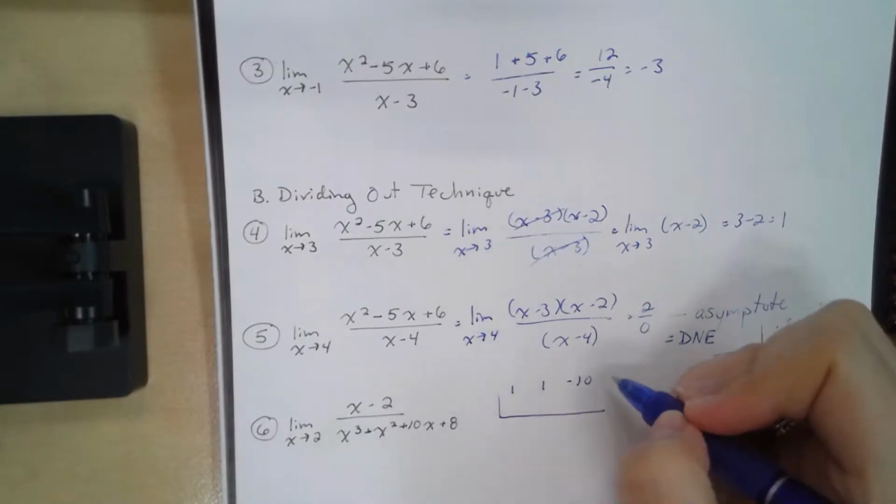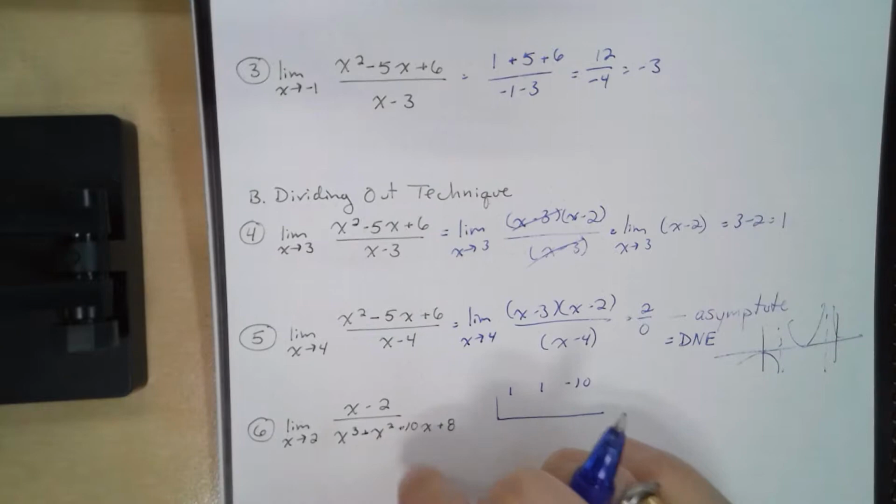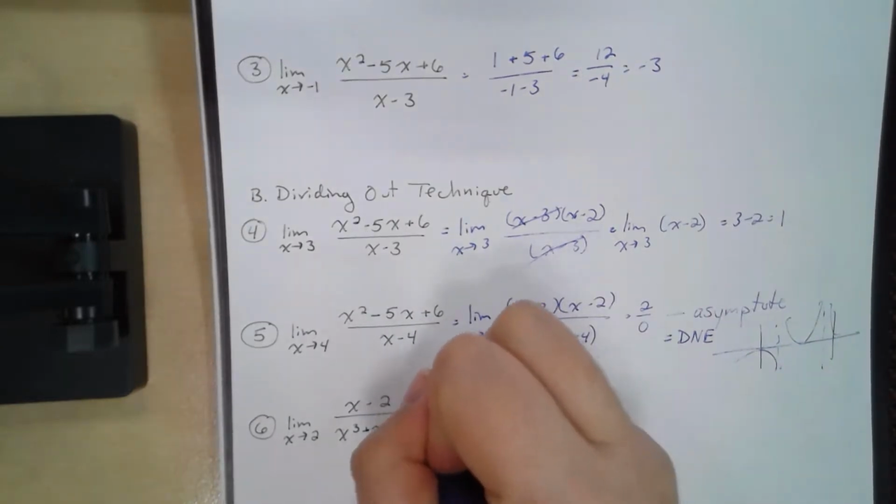I don't know why I wrote a -10 there. This should be a -10. This should be a -10 right here. That'll make things simpler.